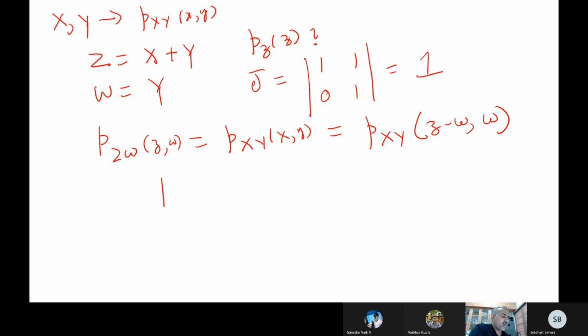Now, I have to find p_z(z) only, and there is no w here. So for this I have to integrate p_xy(z minus w, w) dw. So this integral has to be found out.